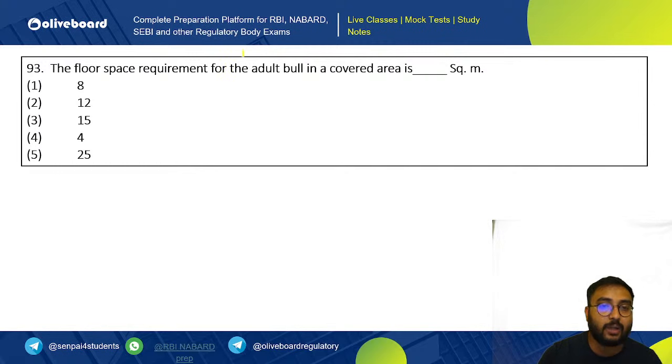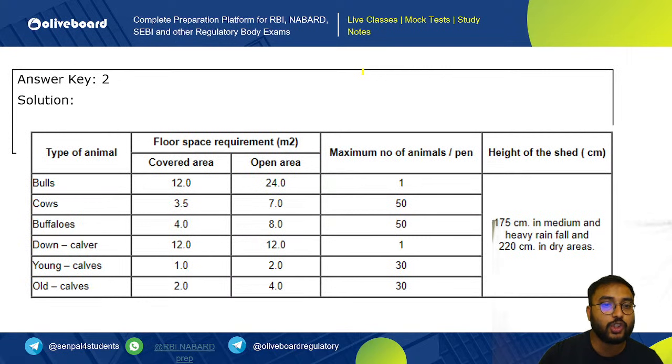Floor spacing requirement for an adult bull, covered area, is how many square meters? 8 square meter, 12, 15, 4 and 25. The answer is 12 here. This is from your Tamil Nadu Agricultural University. This is a table. All the animals are given here. The covered area is given, open area is given. Read those before your exam.